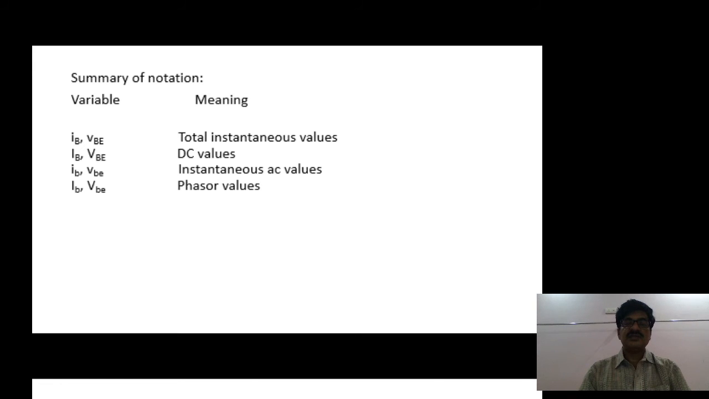These are the notations used for phasor values. Remember in further classes, if I use iB, vBE like this, you need to understand this is the total instantaneous values. Means it includes both DC components and AC components, right?